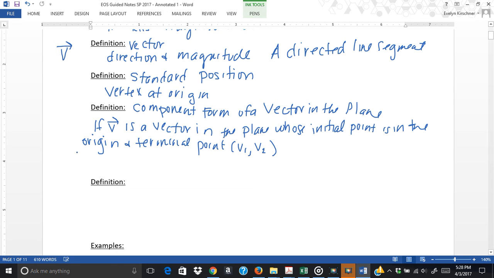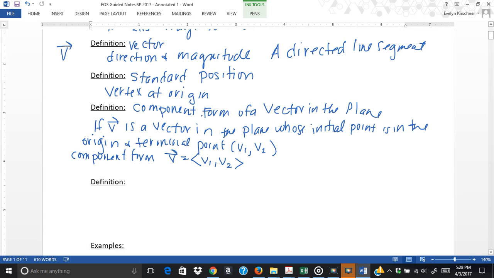So in the component form, v is written as this: v equals ⟨v1, v2⟩. It's very important that you have these kind of brackets. These brackets indicate that it's a vector. If you have parentheses, it's not a vector, it's a point.